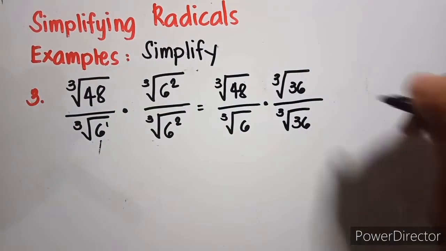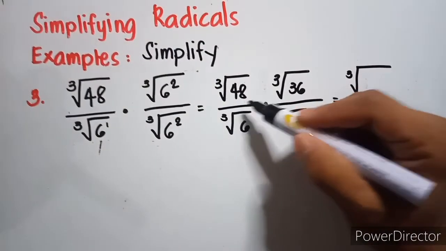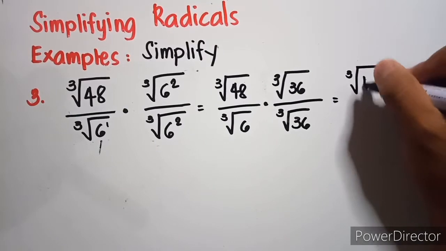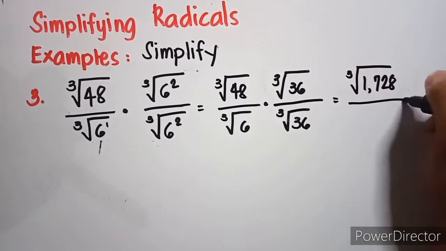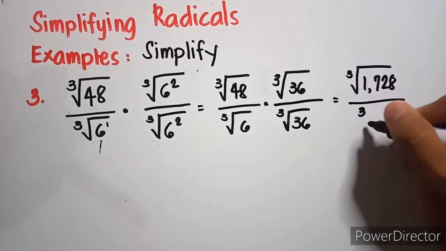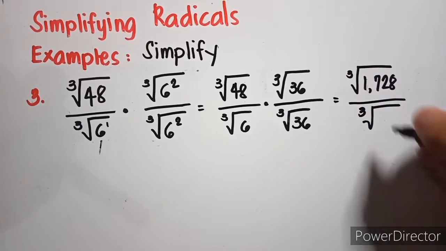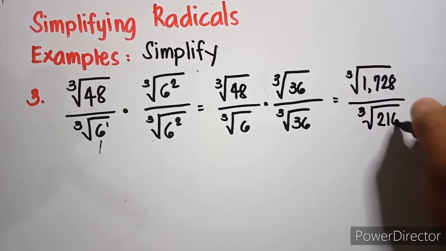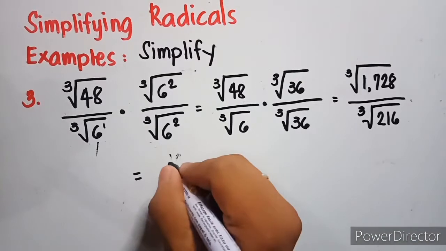So, then, this is equal to cube root of 48 times 36, that is 1,728, over cube root of 36 times 6, so that is 216. Ang cube root ng 1,728 ay 12.